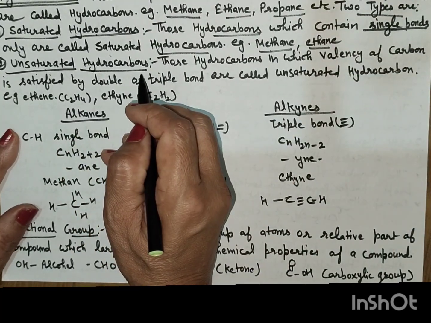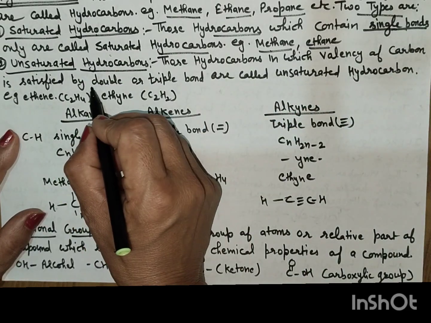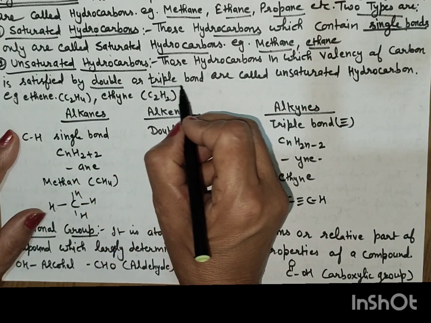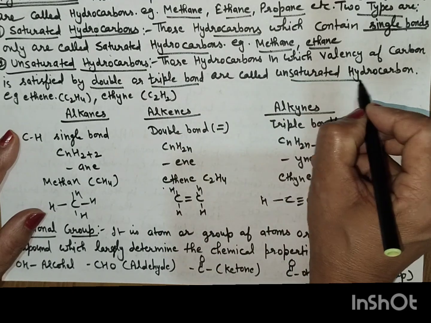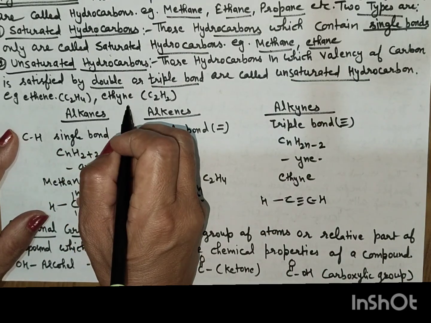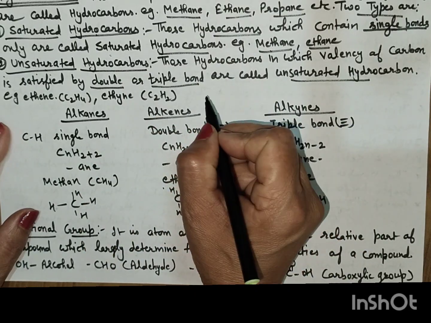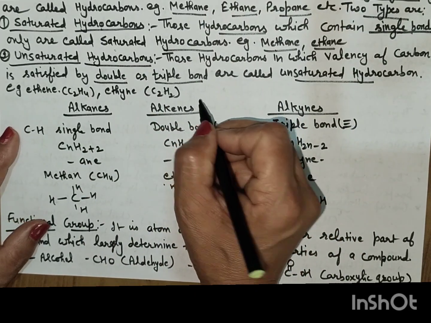Unsaturated hydrocarbons. Those hydrocarbons in which the valency of the carbon is satisfied by double or triple bonds are called unsaturated hydrocarbons. Examples: ethene, ethyne, propyne, propene, butene, butane, etc.